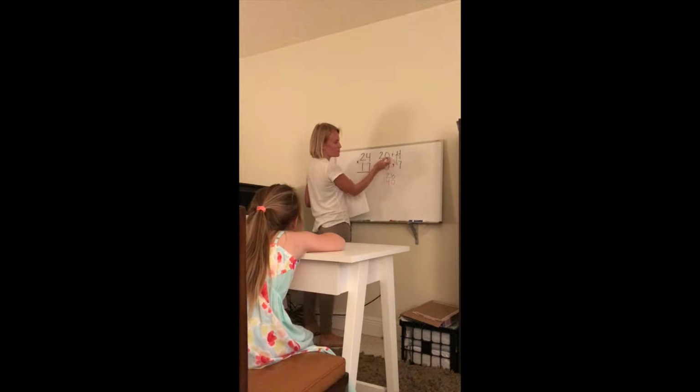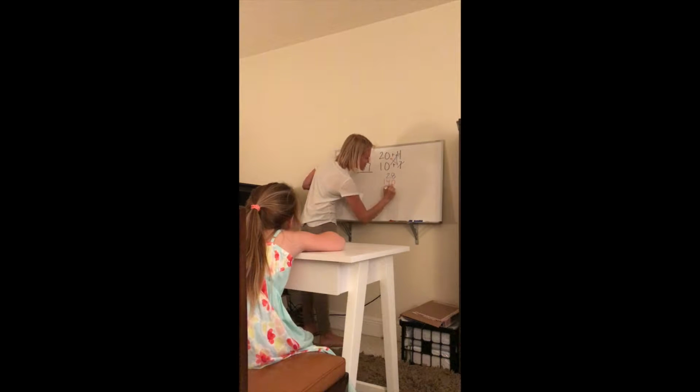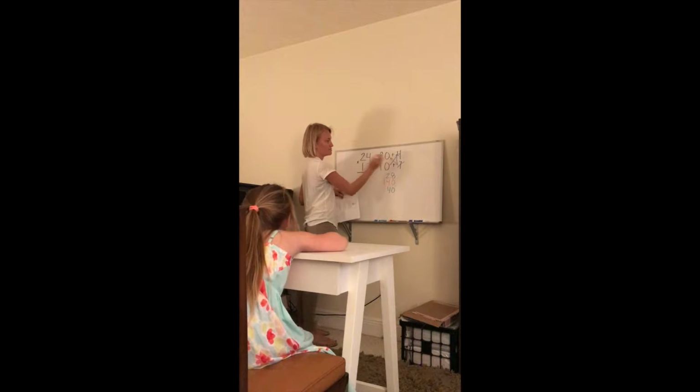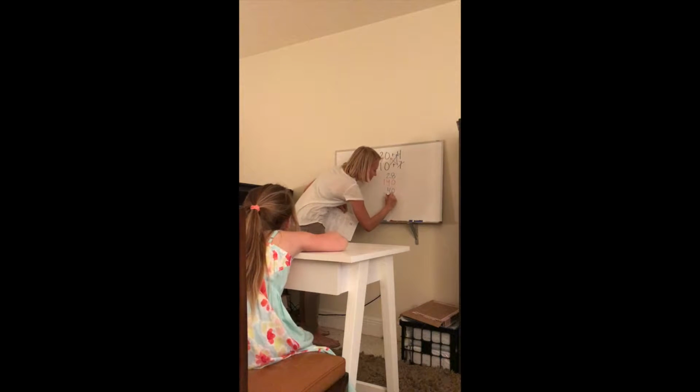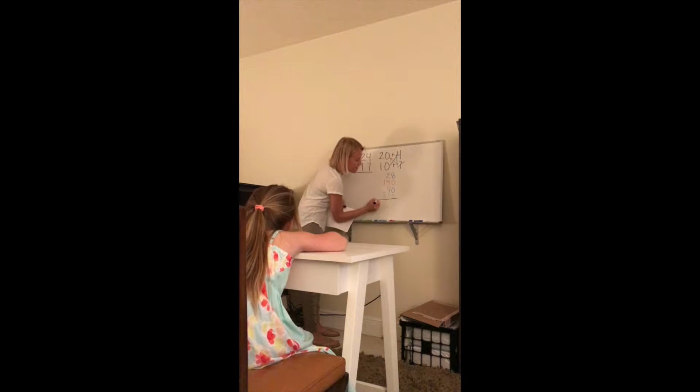Now, this one's done, right? It's already been multiplied twice, so we're tired. Now we're going to multiply 10 times 4. And what's that? 40. Good job. And last but not least, we're going to multiply 10 times 20. You know what that is? 200. So now we've got all 4 multiplication problems, and we're just going to add them up.